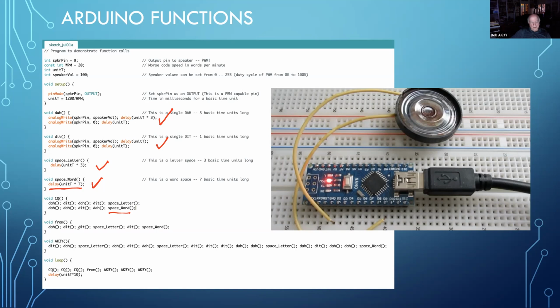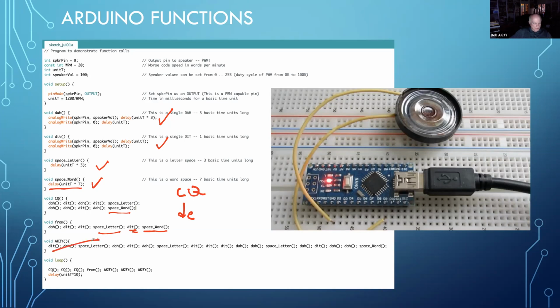From is DIT, or DE. So DIT with a space at the end, which is a letter space because that's a single letter, the letter D. And then I'm going to send DIT, which is the letter E. So I've got DIT, which is D, DIT, which is E, and then I put a word space. So now this is DE, and this was CQ. So far so good. We're getting there.